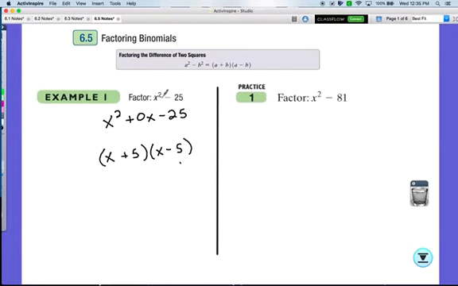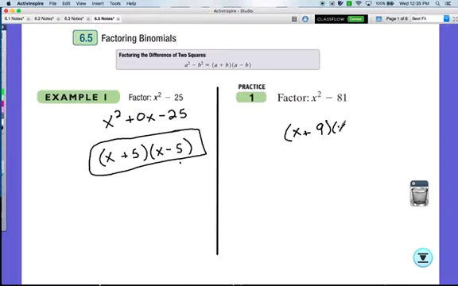You just have to say, x times x gives me x squared, 5 times negative 5 gives me negative 25, and there's your answer. Go ahead and try your practice 1, see if you got it. If not, that's fine, but go ahead and try it. Here your answer is x plus 9 and x minus 9, because it's x from the x squared, and the square root of 81 is 9.